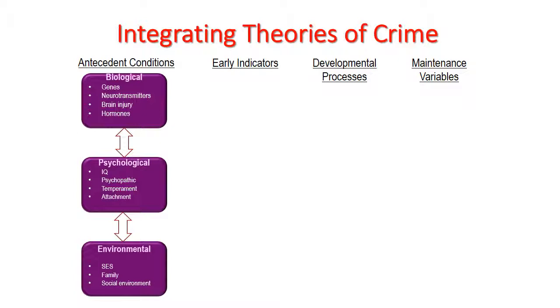At a psychological level, we looked at how IQ levels may contribute towards the development of deviant behaviors. We touched slightly, for example, on a psychopathic personality. This is something that we will look at in more detail in one of the lectures next term. And the role of temperament and attachment factors and other, I suppose, familial factors in the development of certain personality traits that may increase or decrease the likelihood of involvement in deviant behaviors.